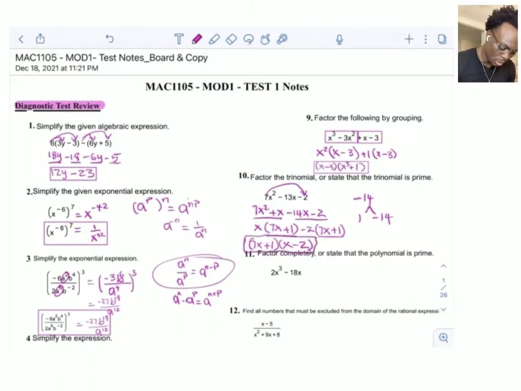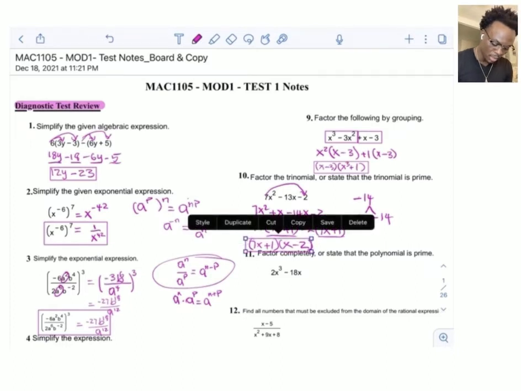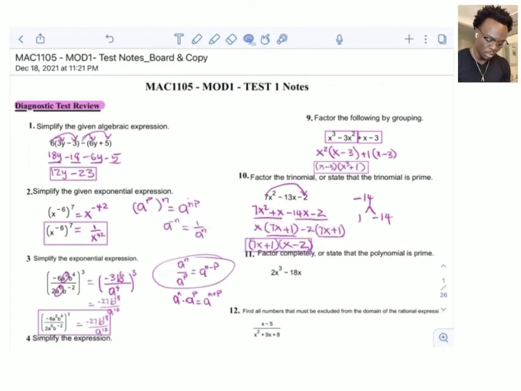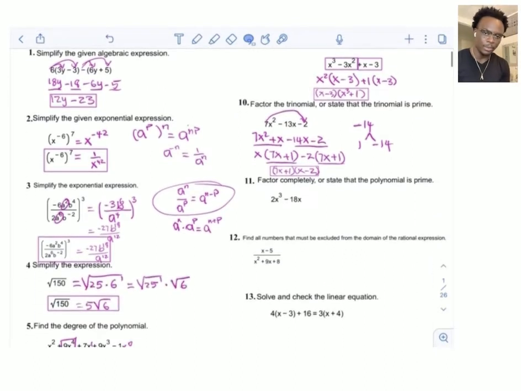So my answer here is 7x plus 1 factor x minus 2. So that is my answer. Okay, let's move on to number 11.